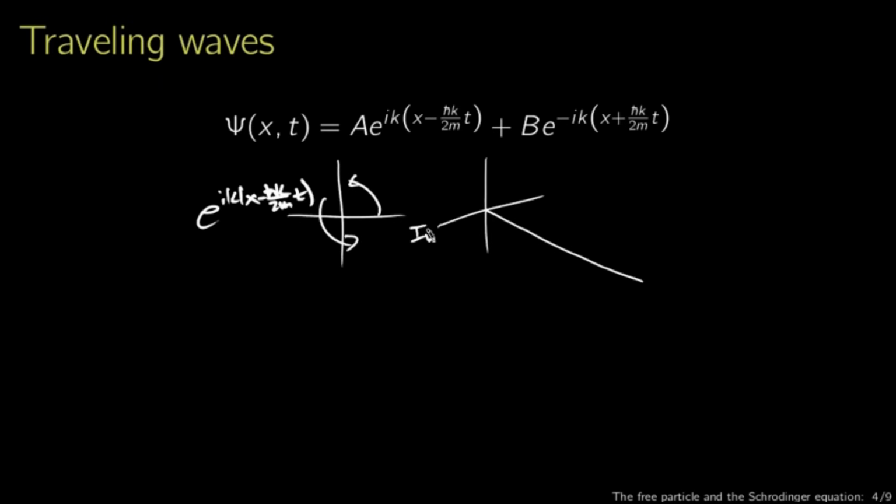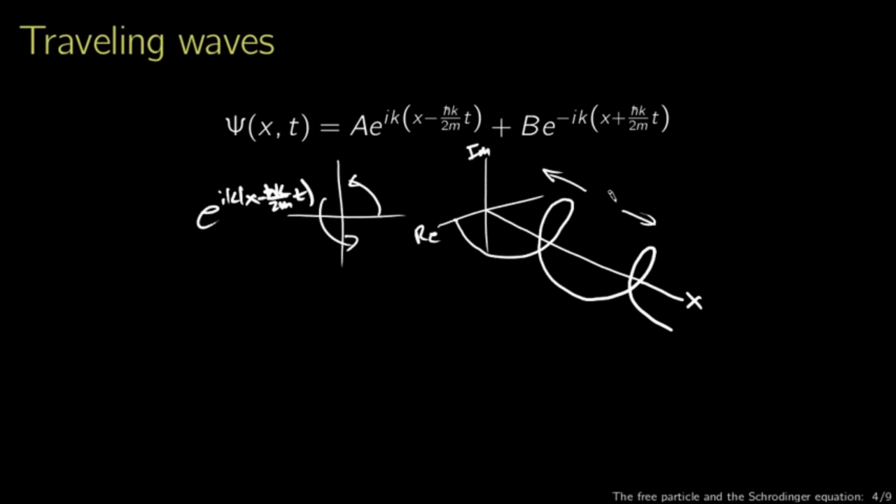with, say, the real part here and the imaginary part here. What we've got is something that spirals around the 0 point. Now, if I look at this as a function of both position and time, at every time I have this spiral as a function of position, say. As time increases, what changes about this spiral is the whole thing shifts, either in the plus x direction or in the minus x direction.